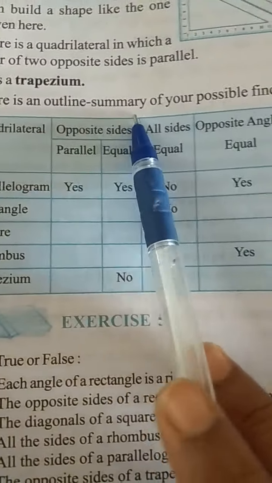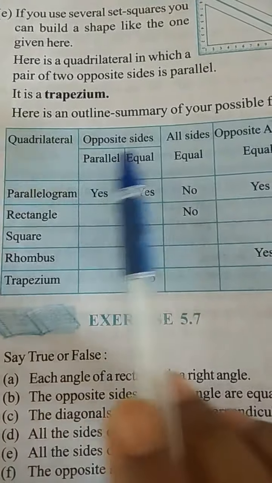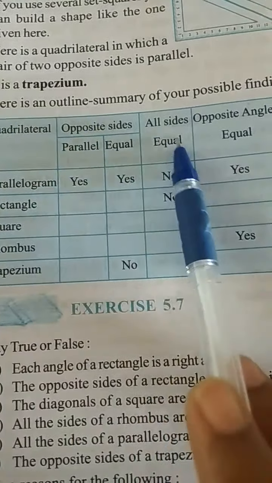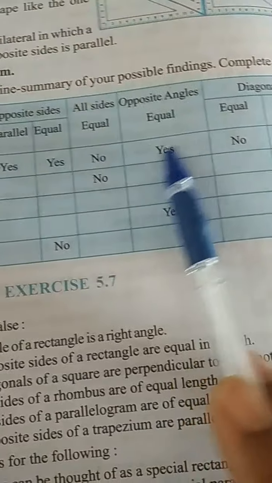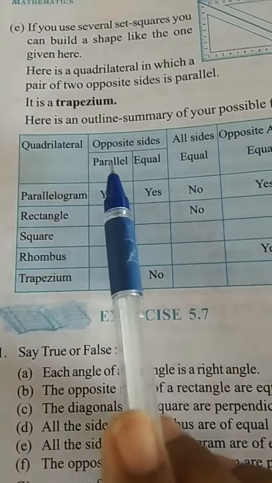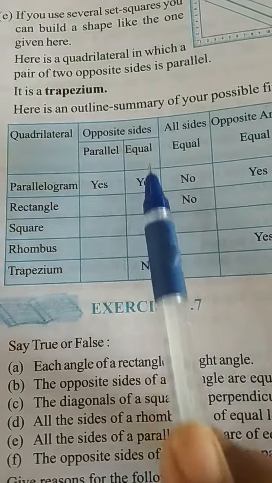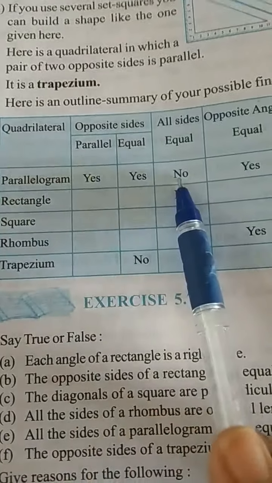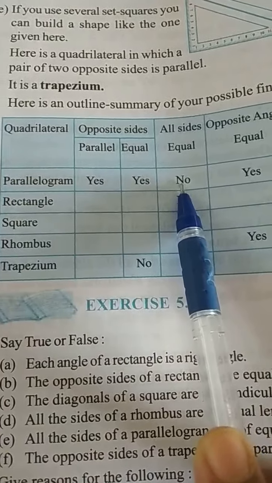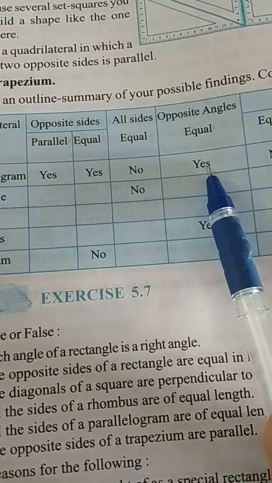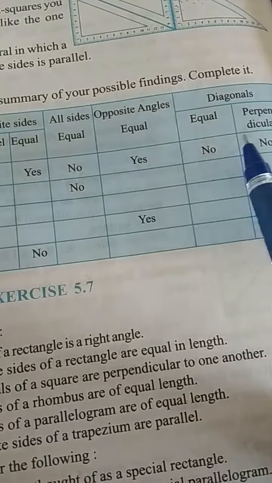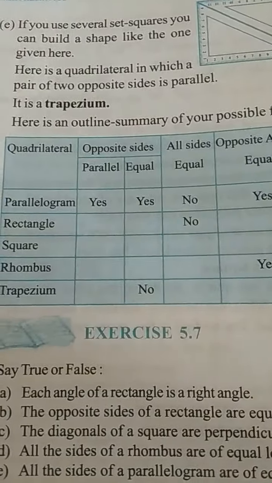Here is an outline summary of your possible figures. Complete it. Quadrilateral: opposite sides parallel, equal sides, all sides equal, opposite angles equal, diagonals equal, perpendicular. Parallelogram: parallel sides, yes; equal sides, yes; all sides equal? No, not equal. Opposite angles are equal. Diagonals equal? No. Are they perpendicular? No.